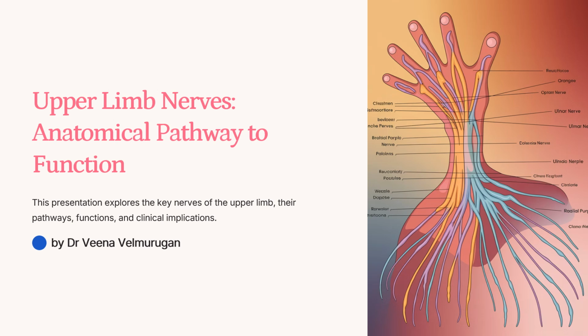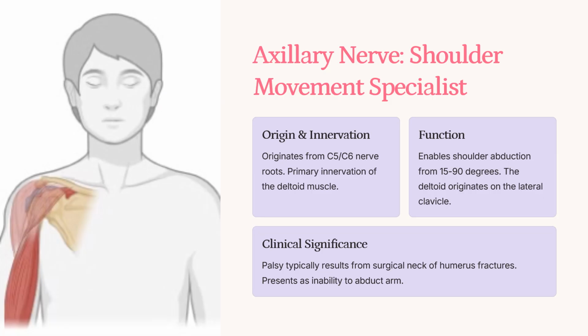Hello everyone. Today we are going to see about upper limb nerves. I will be focusing on the axillary nerve, radial nerve, median nerve and ulnar nerve, and also about the brachial plexus. Let's start with the axillary nerve. The axillary nerve originates from the C5-C6 nerve root.